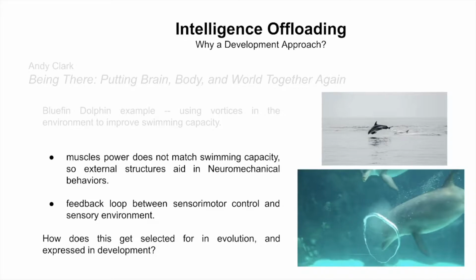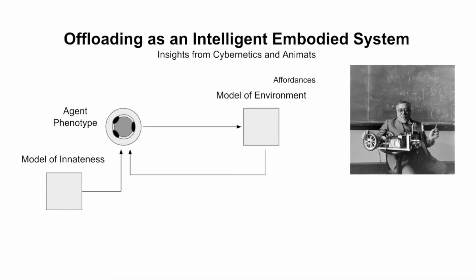And so the question we're asking is, how does this get selected for in evolution and expressed more explicitly in development? To understand this a little bit better, we're going to draw from the world of agents. This is a picture of an Animat, which is a biologically inspired type of agent. We have this model of the agent phenotype: an embodied agent that interacts with the model of the environment, which includes affordances. There's also a model of innateness that informs what the phenotype will look like a priori. And then there's feedback from the environment, which shapes what that phenotype looks like.